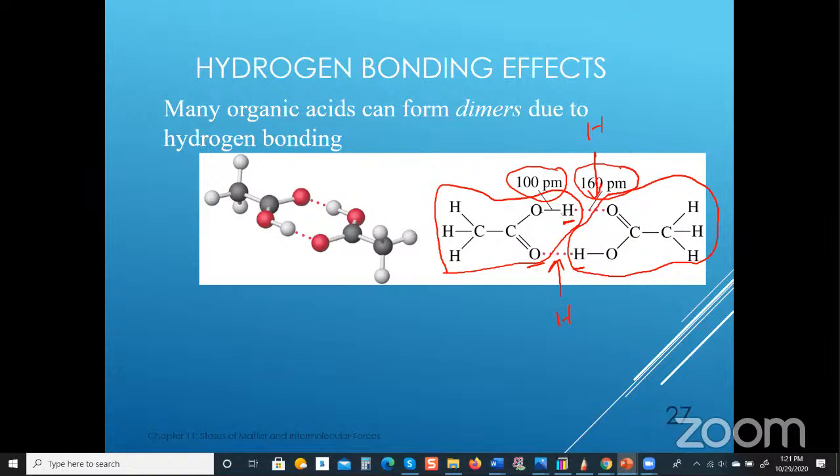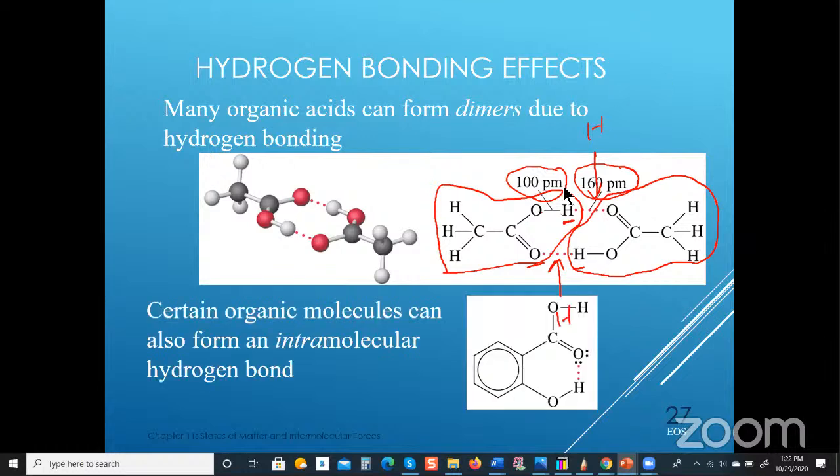Not as strong as the covalent bond, and that's the reason why the covalent bond is shorter, but it is strong enough nevertheless, so that you can have substantial interaction between different molecules to form one unit or be detected as one unit experimentally. Okay, so much for that.